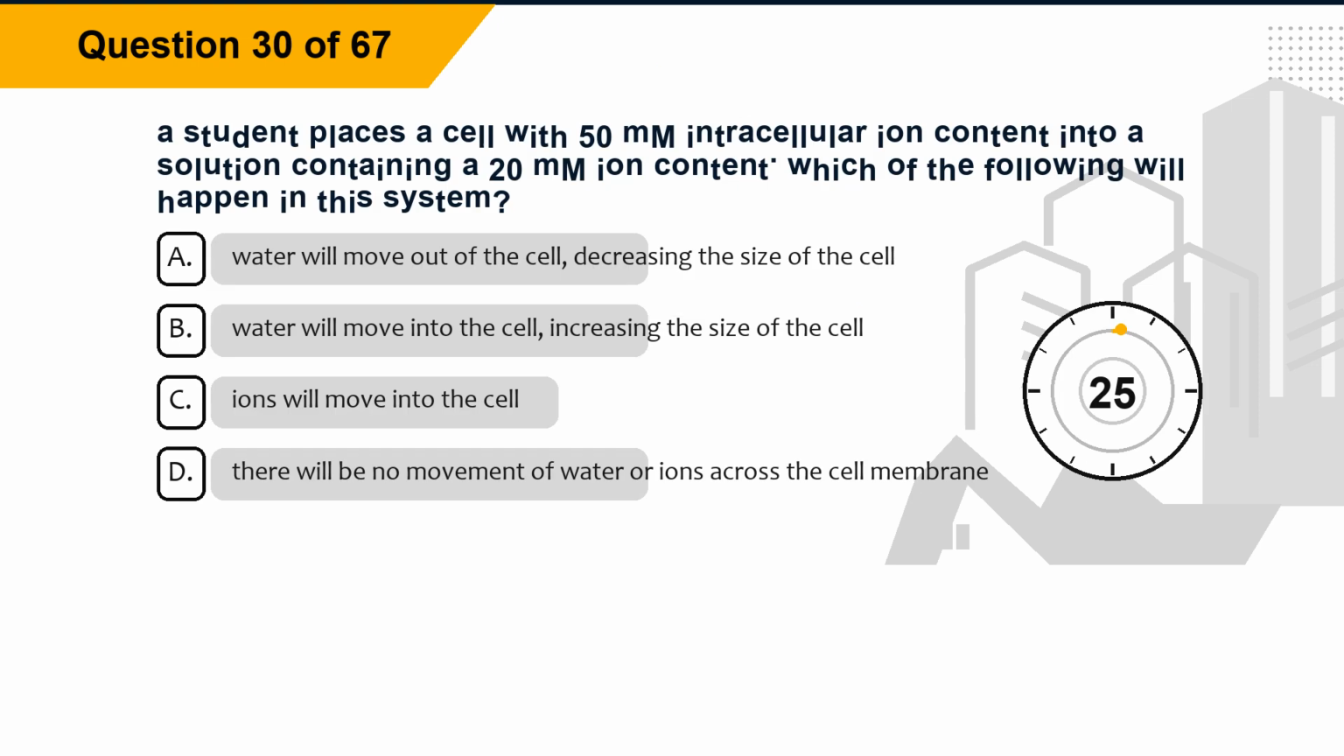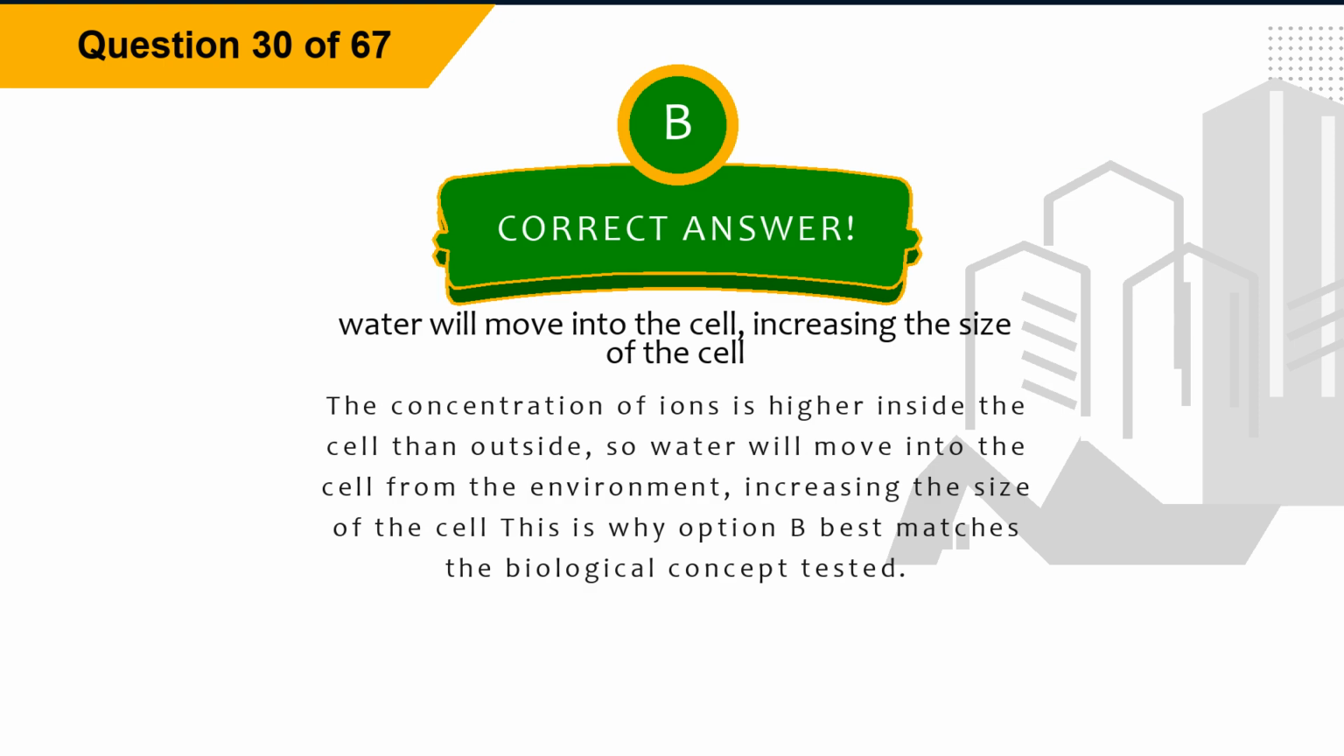Question 30. A student places a cell with 50 mM intracellular ion content into a solution containing a 20 mM ion content. Which of the following will happen in this system? Option A, water will move out of the cell, decreasing the size of the cell. Option B, water will move into the cell, increasing the size of the cell. Option C, ions will move into the cell. Option D, there will be no movement of water or ions across the cell membrane. The correct answer is option B, water will move into the cell, increasing the size of the cell. Explanation. The concentration of ions is higher inside the cell than outside, so water will move into the cell from the environment, increasing the size of the cell. This is why option B best matches the biological concept tested.